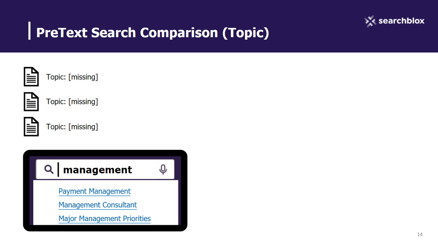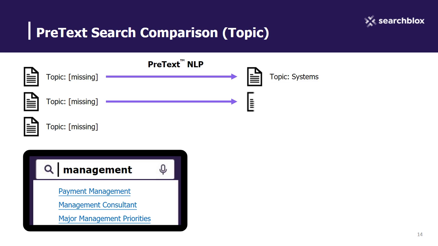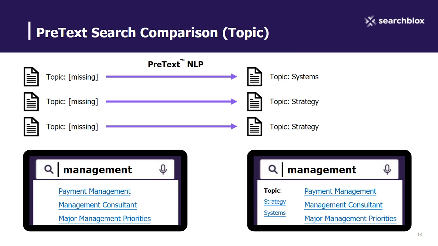Let's take a look at another example where topic metadata is not usually added to documents by the authors. In this case, we want to know which documents are related more to strategy or systems, which is automatically added. Now, when we search, we not only find related documents, but can begin to drill down into any topic area that we want.